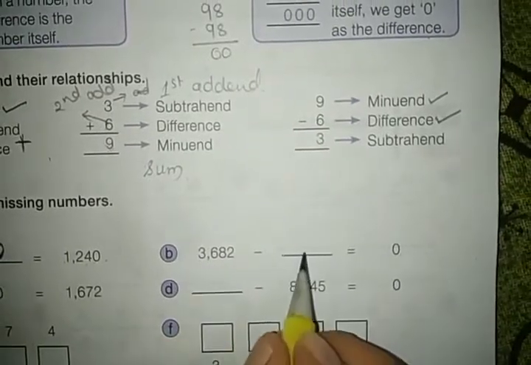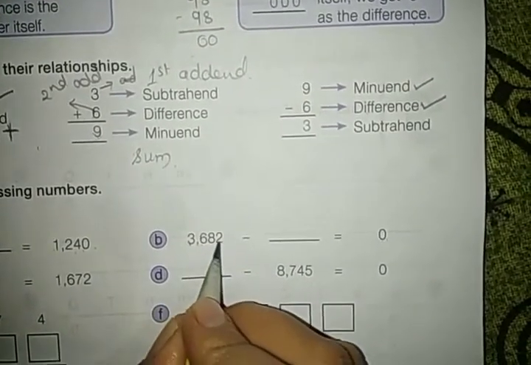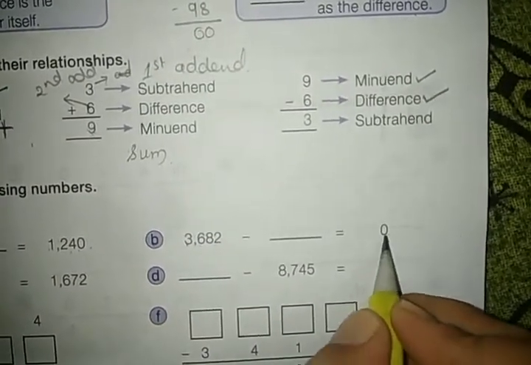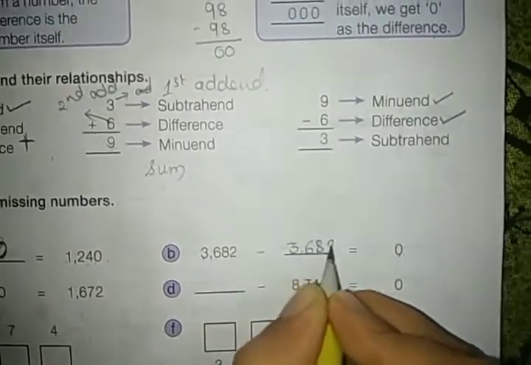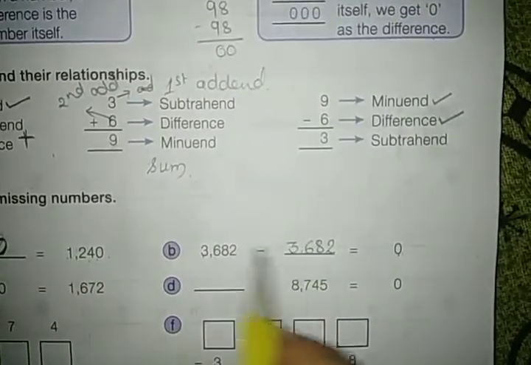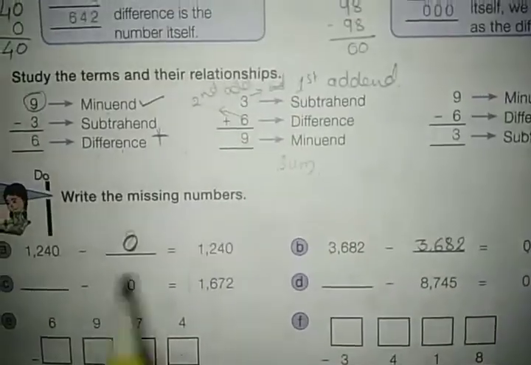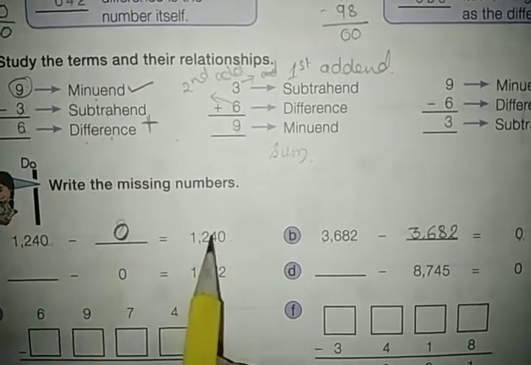So what do we have to write here now? If you subtract 3682 from 3682, then you will get the answer 0. When you subtract the same numbers, you will get the answer 0. And when you subtract 0 from any number, you will get the number itself.